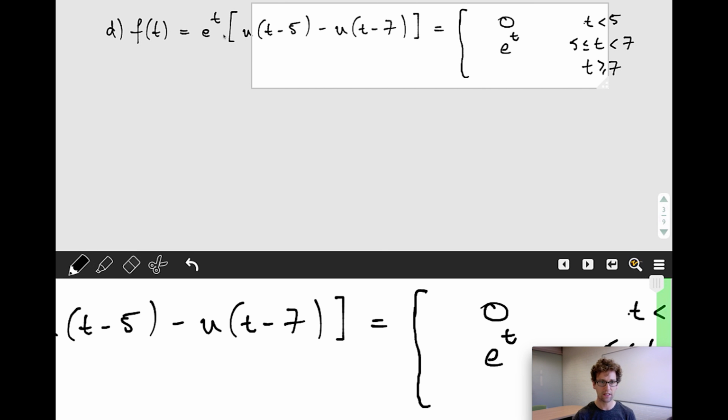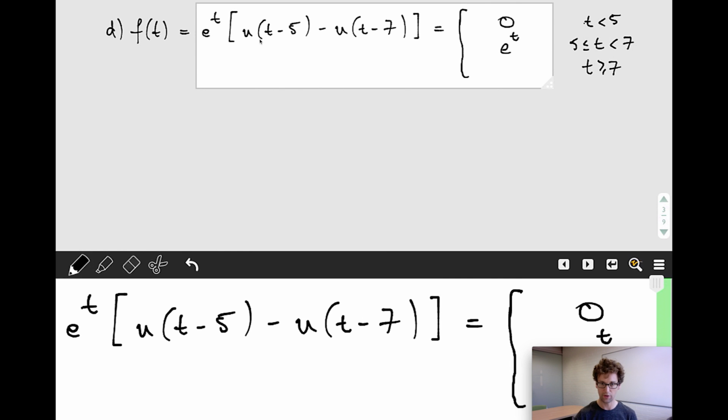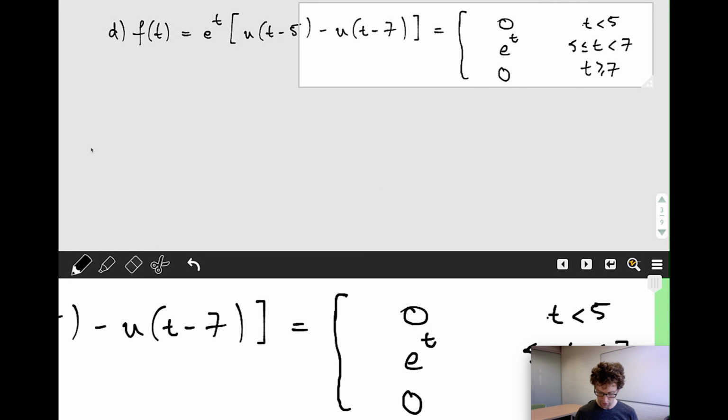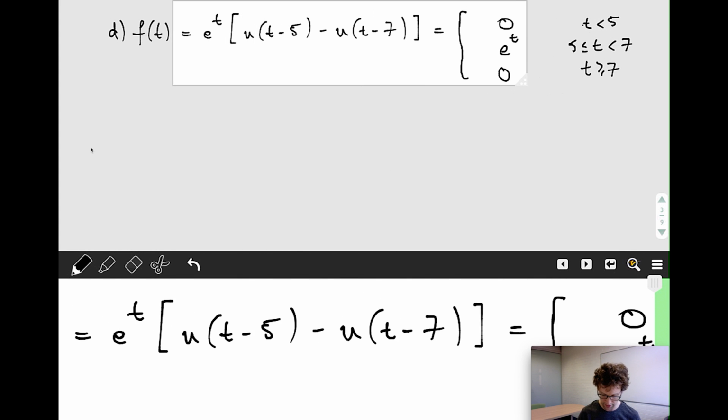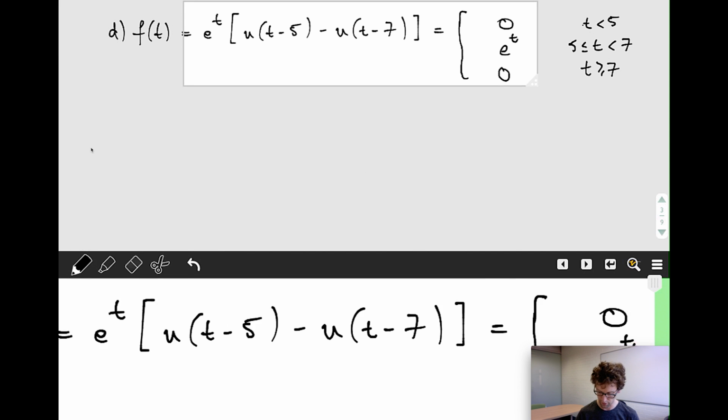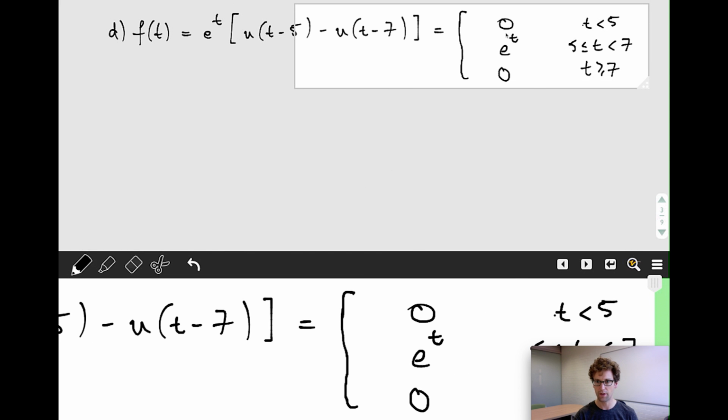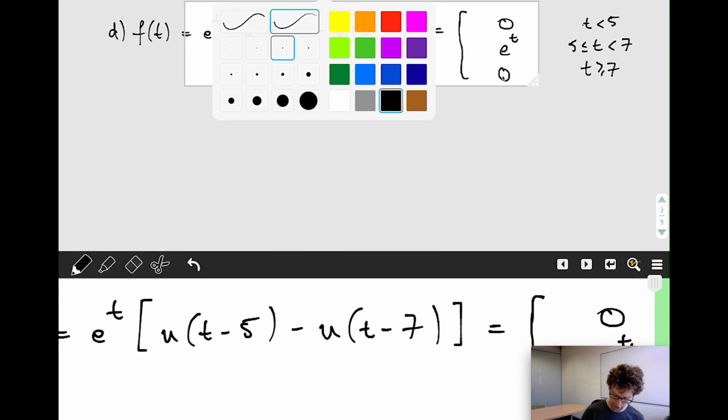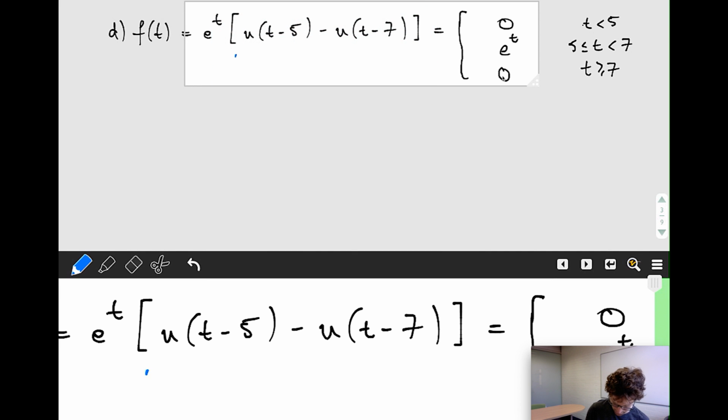And lastly, I've got t is greater than or equal to 7. So that means that this has been switched on and this has been switched on as well. So these two actually cancel each other out and they give me 0. So I'm going to get 0 again. So we can see that this expression confirms our intuition of this function as a switch on plus a switch off. Our function was 0 to start off with, then it gets turned on, it becomes e to the power of t, and then it's 0 again, it's switched off. So again, we're thinking about this combination of Heavisides as a switch on, switch off.